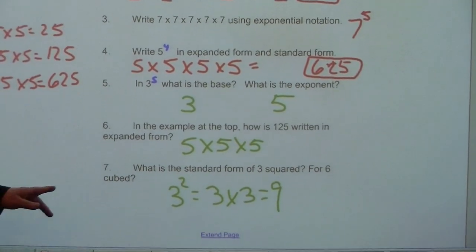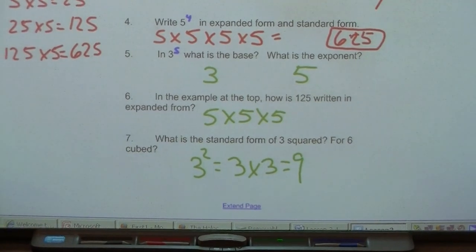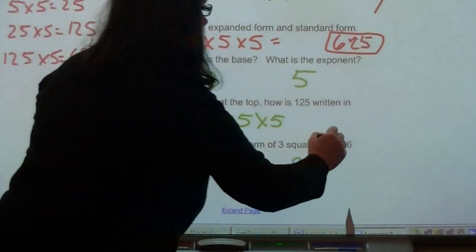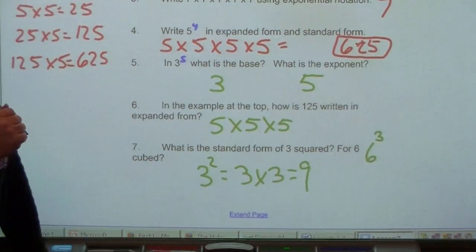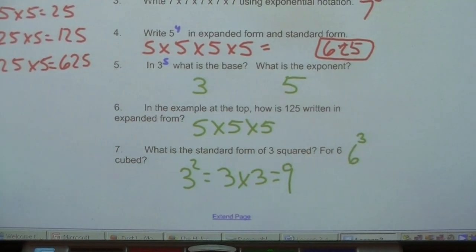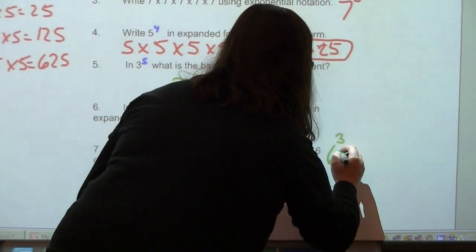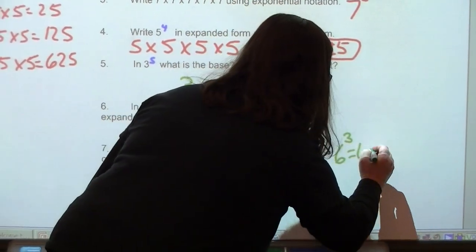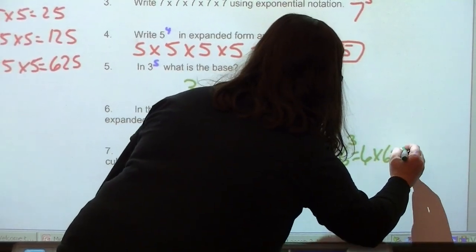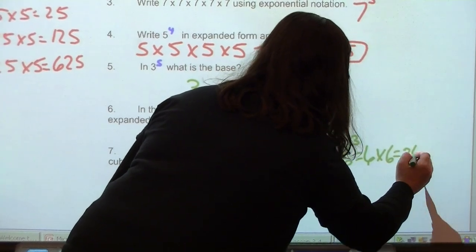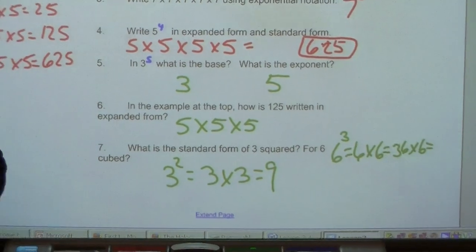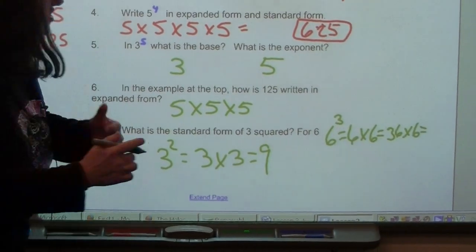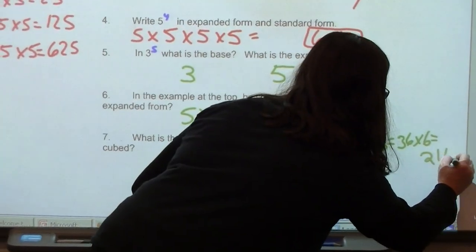Okay, now they want to know what's the standard form for 6 cubed. 6 is my base. Cubed means 3, so that's 6 to the 3rd power, but we read it 6 cubed. So we have to find our standard form. We have to do 6 times 6, which is 36. And then 36 times 6, and I'm running out of room, to give us 216.